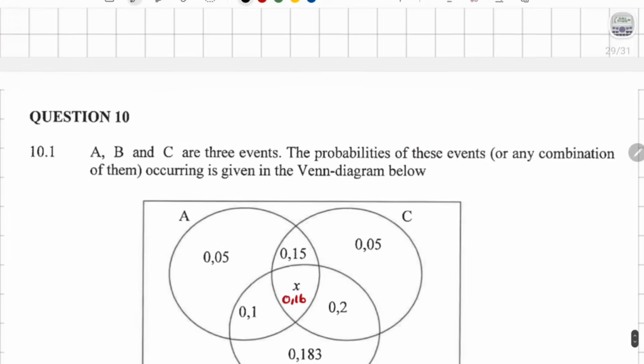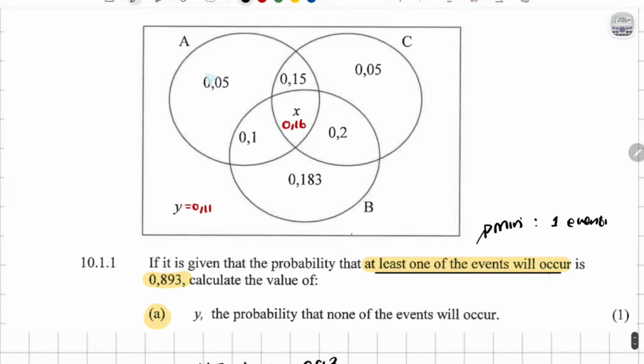So we're going to go up here and let's look. So first of all, 0.05. This is the probability of A occurring only. That only includes 1 event, so we cannot include that. If you also look at C, this number here is the probability of only C occurring, and that is the probability of only B occurring. So we cannot take those because only 1 event is occurring in those numbers.